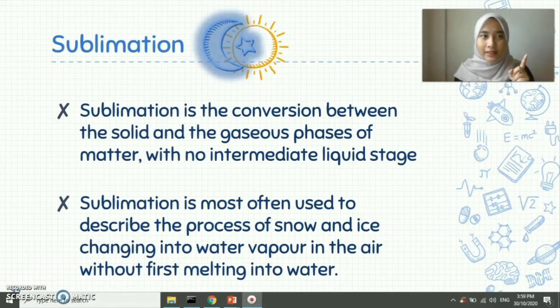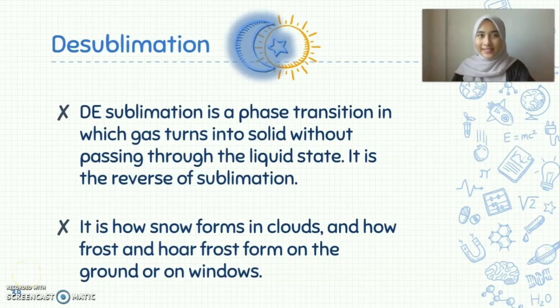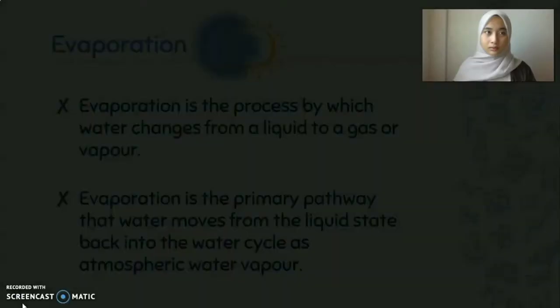First, sublimation. Sublimation is the conversion between the solid and the gaseous phase of matter with no intermediate liquid stage. Sublimation is most often used to describe the process of snow and ice changing into water vapor in the air without first melting into water. Second is desublimation. Desublimation is a phase transition in which gas turns into solid without passing through the liquid state. It is the reverse of sublimation. It is how snow forms in clouds and how frost forms on the ground or windows.